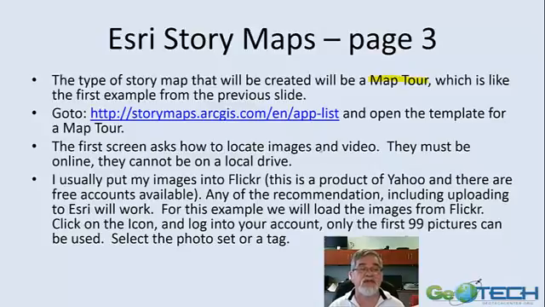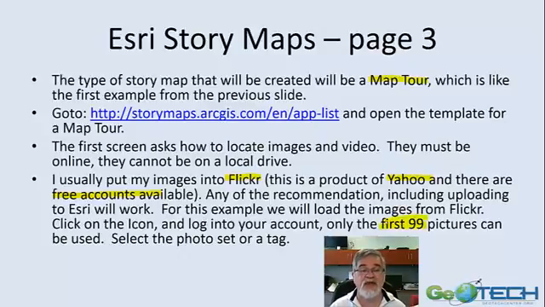The first screen is going to ask us how to locate images and video. They cannot be on your local hard drive. They must be in some type of a web source. The web source that I use, Flickr, is a product made by Yahoo, and there are free accounts available that you can put quite a bit of information up there. In fact, most people will never fill up the free account unless you're just a person that goes out and takes lots of pictures.